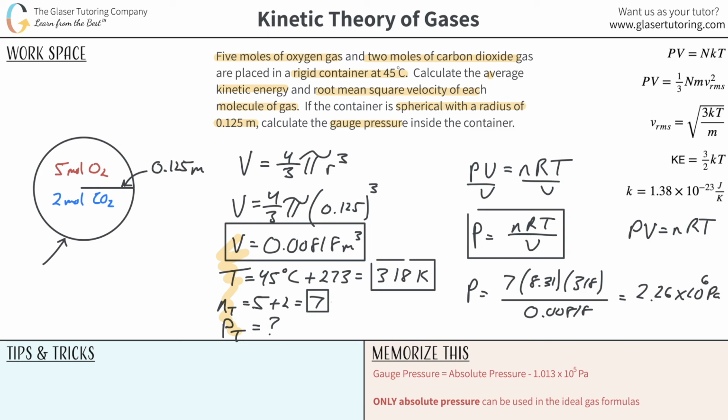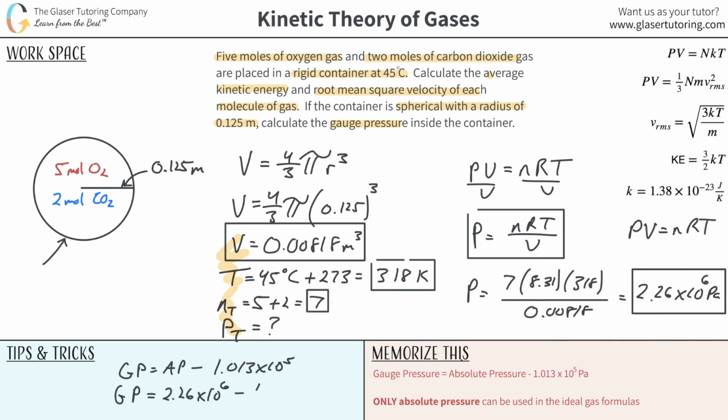So that's the pressure, but is that now the gauge pressure? No. Remember, the pressure inside of the ideal gas formulas calculates absolute pressure. That's not a big deal because we have a nice little formula here that converts absolute to gauge pressure. I'll just write it down here: gauge pressure will equal the absolute pressure minus atmospheric pressure, 10 to the 5th. So all we have to do is just plug it in. Gauge pressure will be equal to 2.26 times 10 to the positive 6, minus 1.013 times 10 to the 5th.